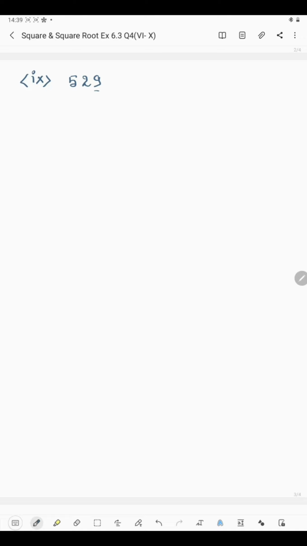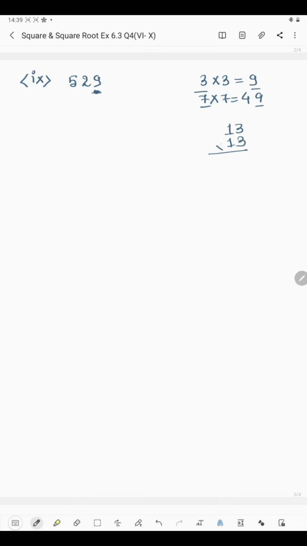So in this case, what will you do? Since the last digit is 9, and as you know how we find the ones digit of the square root, if the last digit is 9, then the ones digit of the square root will be either 3, because 3 3s are 9, or 7, because 7 sevens are 49. Only in these two cases we are getting 9 at ones place. So that means we will check by 13 at first.